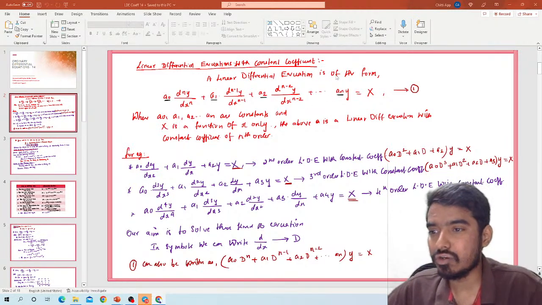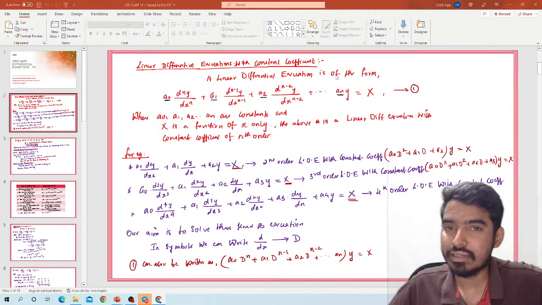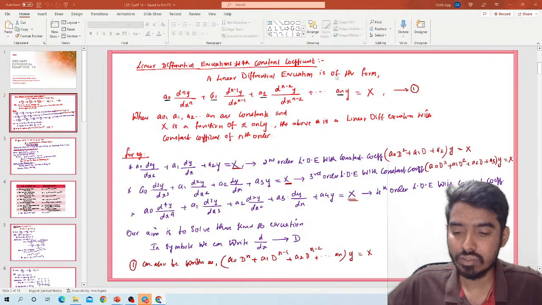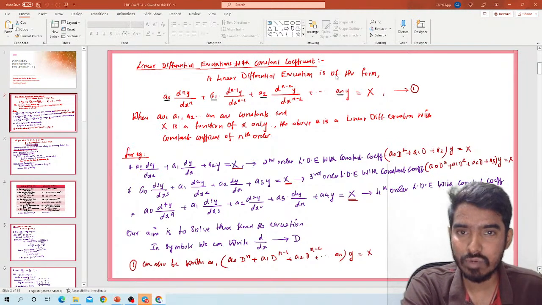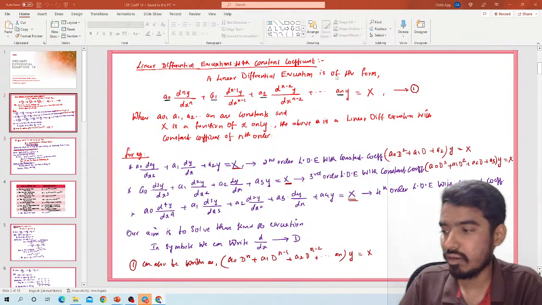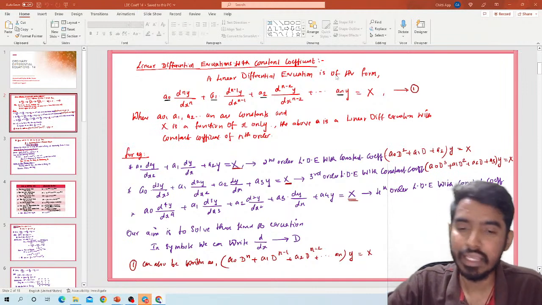So we have type 0, type 1, type 2, type 3, type 4. Laplace transform I already completed. You just go to the playlist, you will get the video of Laplace transform. I'll be starting with inverse Laplace transform only after completing ODE.